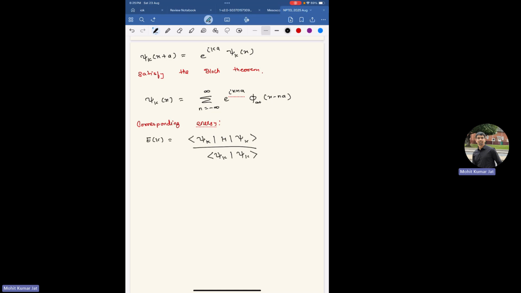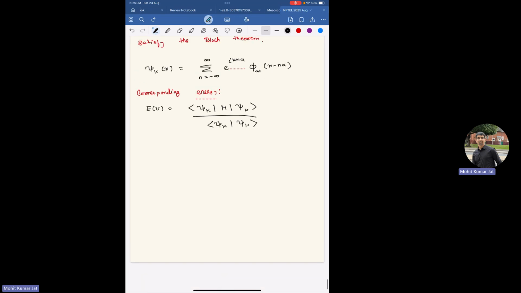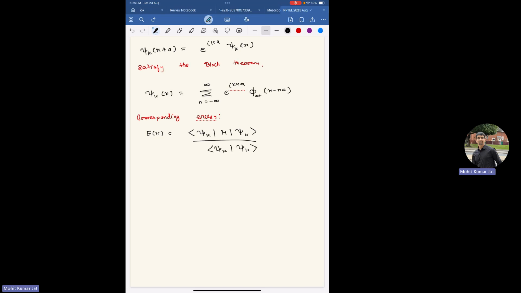So now we'll calculate the E k using the tight binding wave function, right? And where psi k is a normalized wave function, basically. So we just rewrite this one.